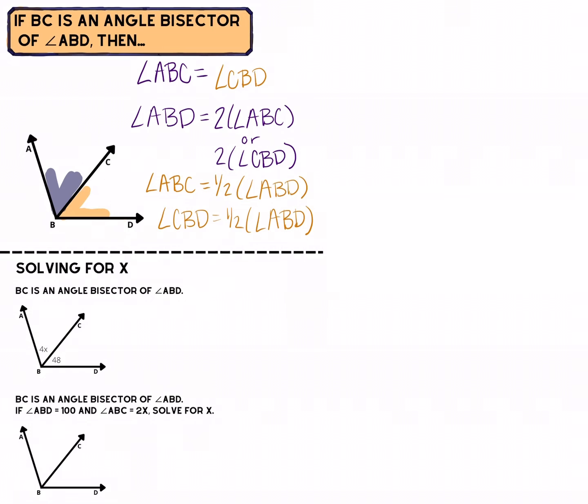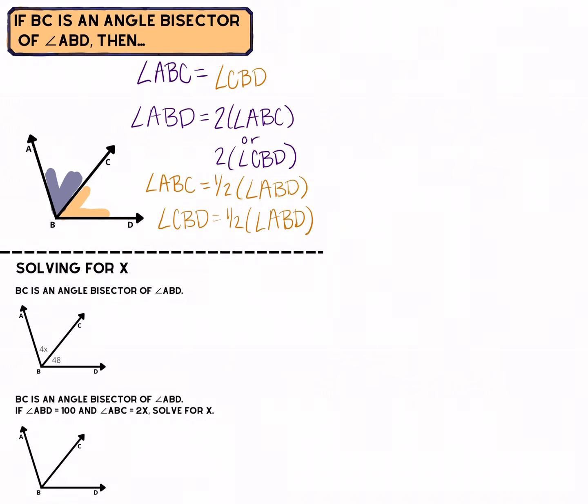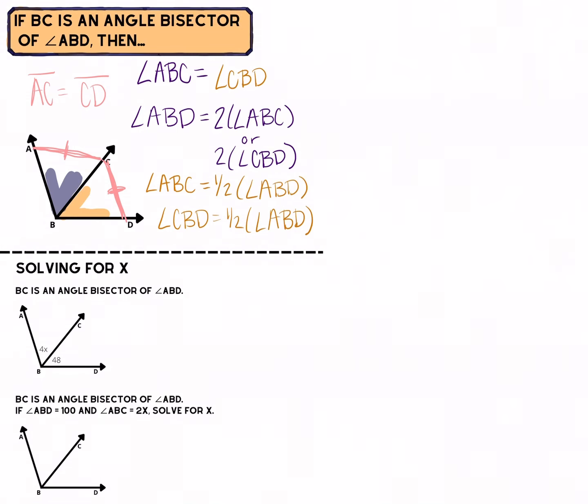And then there's also one other relationship that comes with this. The distance from point A to C and the distance from C to D are equal. So AC is equal to CD. Those are all the relationships that happen with an angle bisector, and we're going to practice that before we do solving for x.